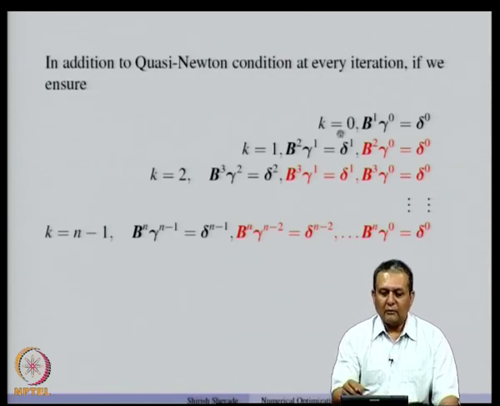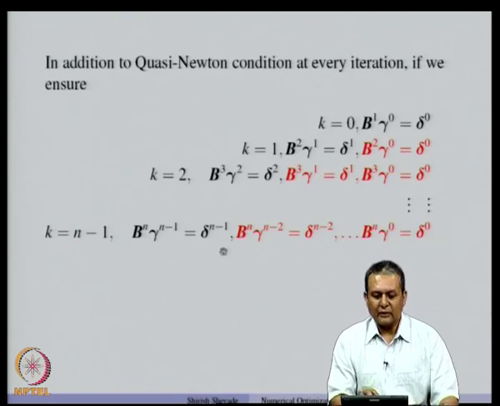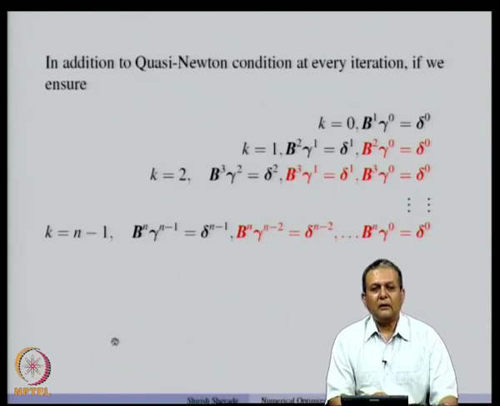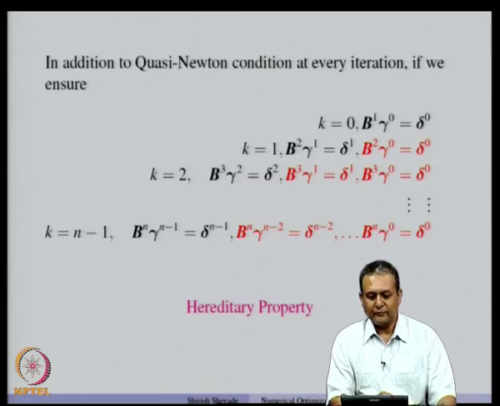So, the first quantities shown here are the Quasi-Newton conditions, and there are some extra things that are also true, which are shown here: bn gamma n minus 2 equal to delta n minus 2, and so on up to bn gamma 0 equal to delta 0. Now, if this happens, then we say that B satisfies the hereditary property. So, not only with respect to the current iteration, that bk plus 1 gamma k equal to delta k, but we can say that bk plus 1 gamma j is equal to delta j for all j going from 0 to k. This property is called the hereditary property.